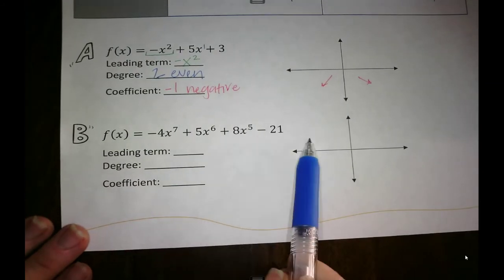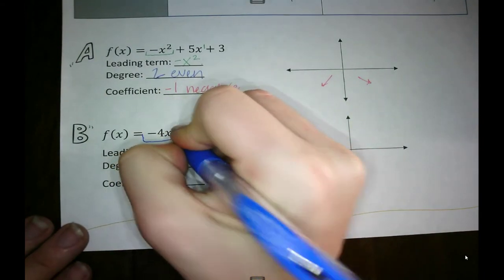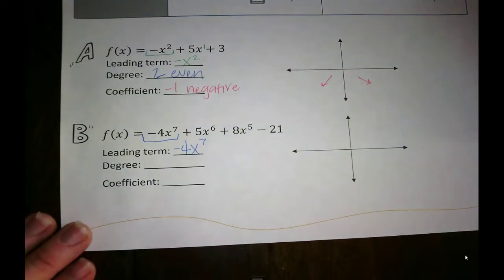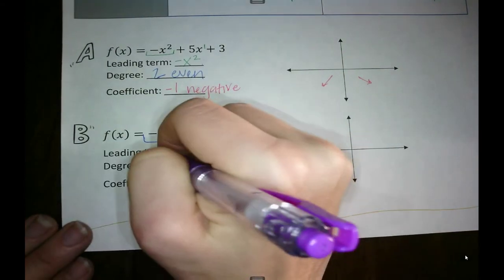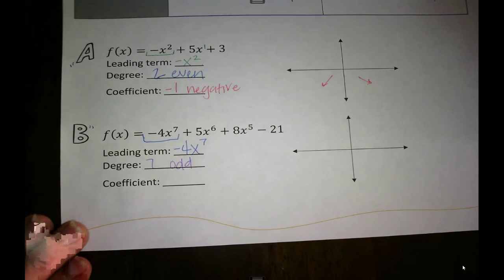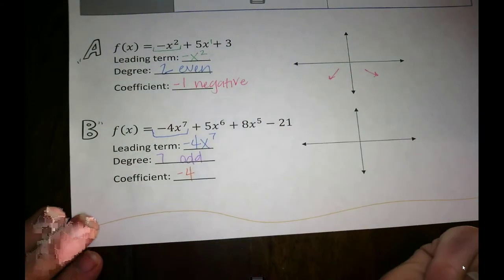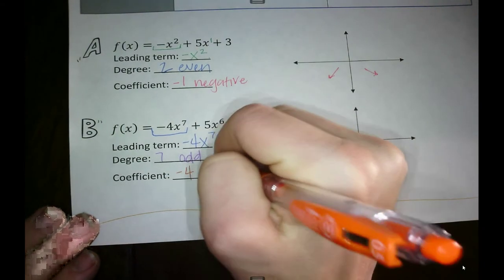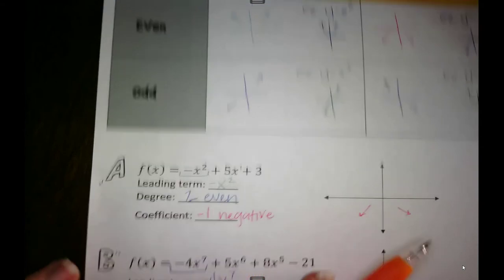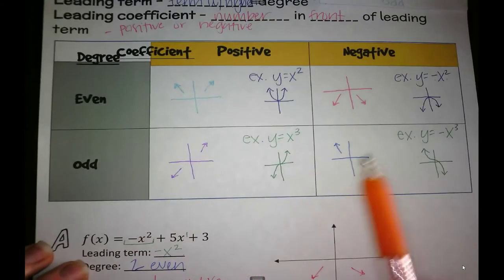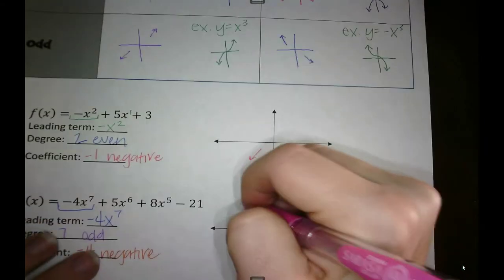Find the one with the highest degree. We got 5, 6, 7. So this is our leading term, negative 4x to the 7th. Our degree is 7, and that is an odd number. And our coefficient is this full number, negative 4, and that is negative. So this time we've got odd, negative. So odd, go to the negative side. This is what our end behavior is going to look like.